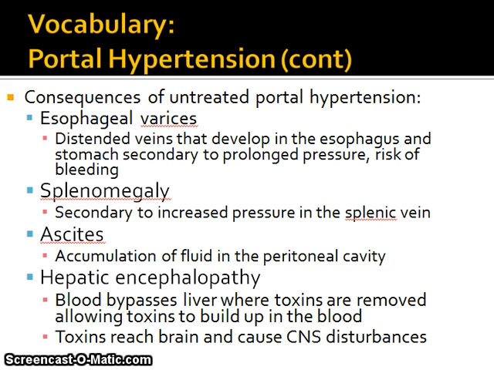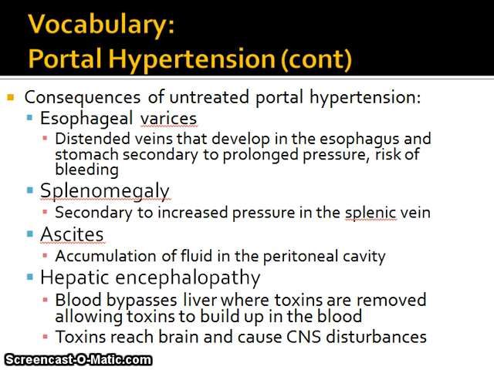So esophageal varices are whenever the veins of the esophagus become very distended. And what happens is that they're at high risk of bleeding. And I'll show you an image in a minute of those. Splenomegaly is secondary to the high pressure in the splenic vein, because if it can't get into the portal vein, then it backs up into the splenic vein and then into the spleen. Ascites is accumulation of fluid in the peritoneal cavity because it can't drain out of the liver.